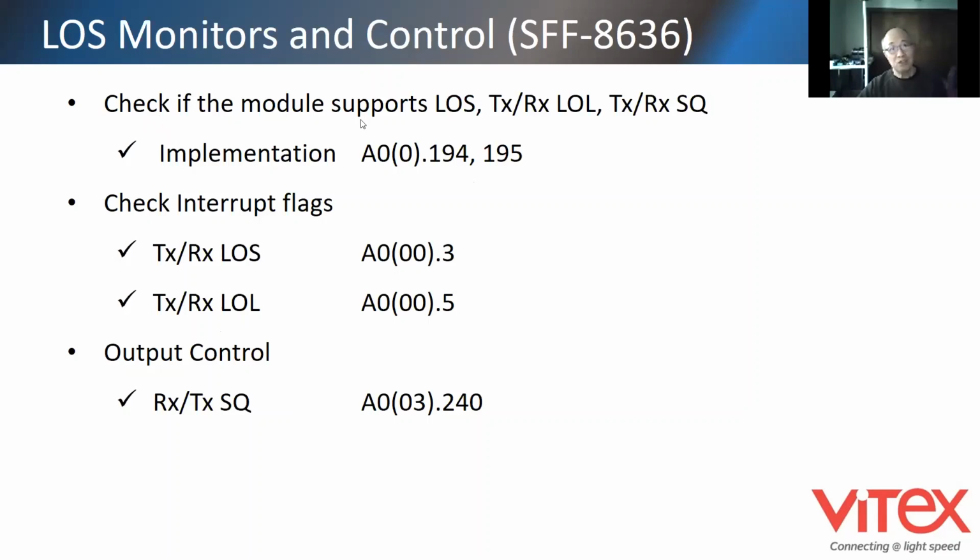First of all, you check your EEPROM table to make sure LOS, transmitter receiver, LOL, or squelch is implemented on those 2 bytes. You can read the MSA spec, but its detail is provided by these 2 bytes. And then also you can check the flag. This flag can be checked on byte 3 and byte 5 on the lower memory. And what the last one tells you is that you can control the receiver or transmitter squelch on page 3 by 240 if the squelch is implemented by those 2 bytes.